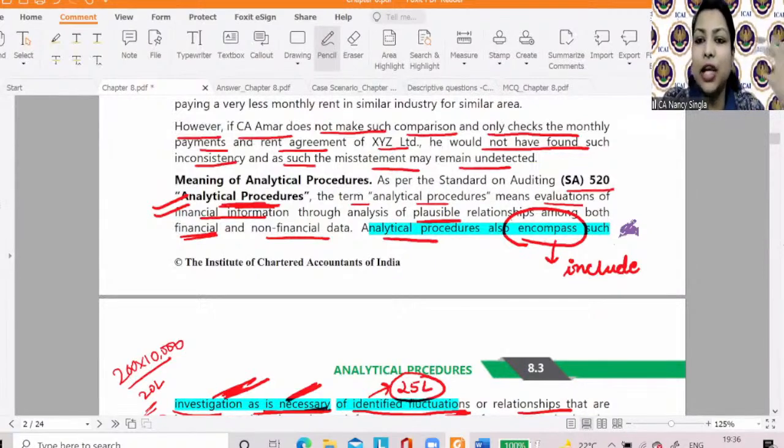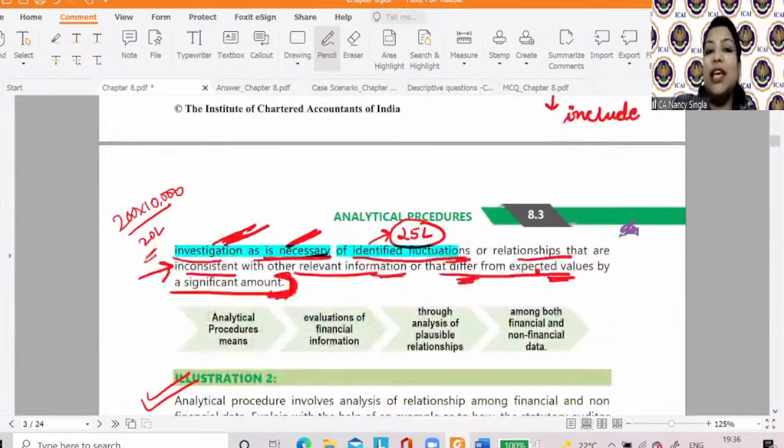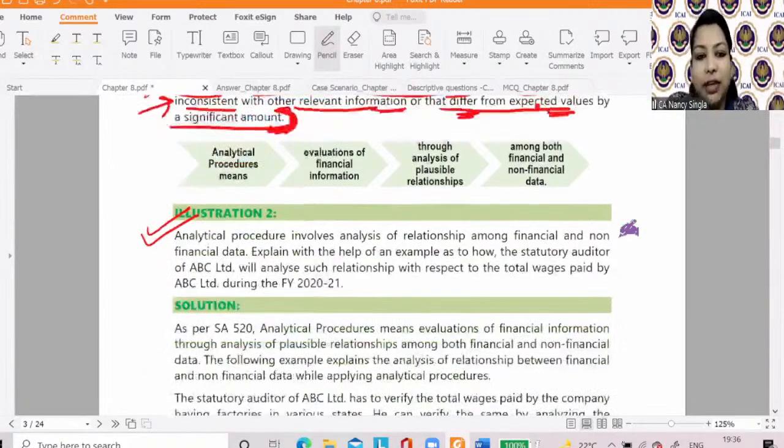Now try to recapitulate the definitions in your mind. Evaluation of financial information through analysis of plausible relationships among both financial and non-financial data. It also encompasses such investigation, and now you all know which investigation, as is necessary of identified fluctuations or relationships that are inconsistent with other relevant information or that differ from expected values by a significant amount.